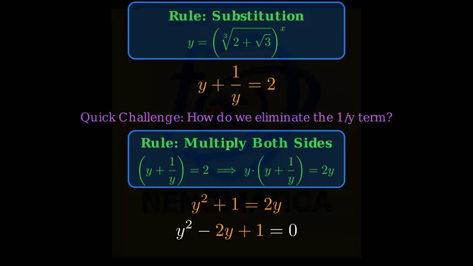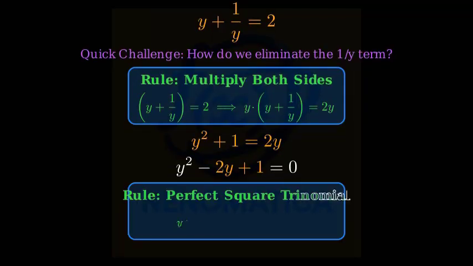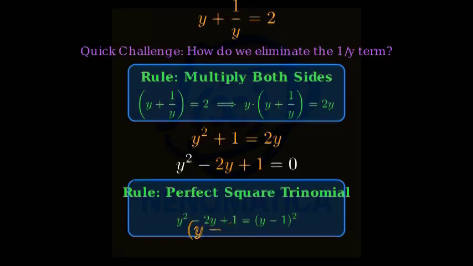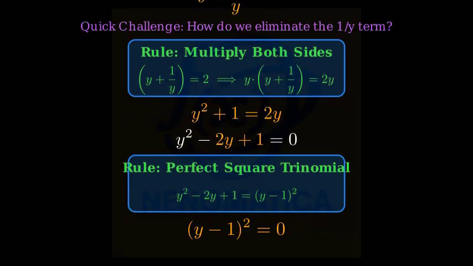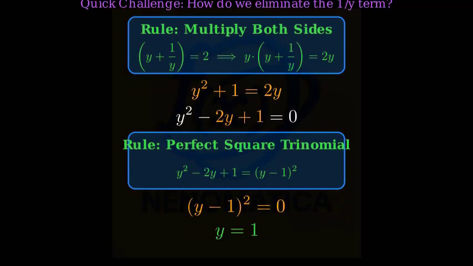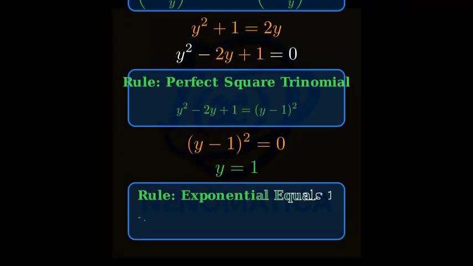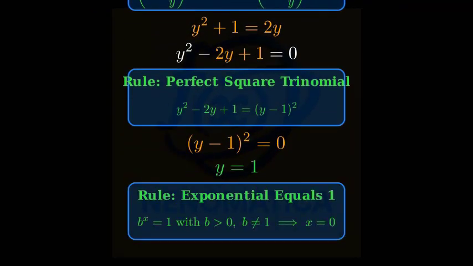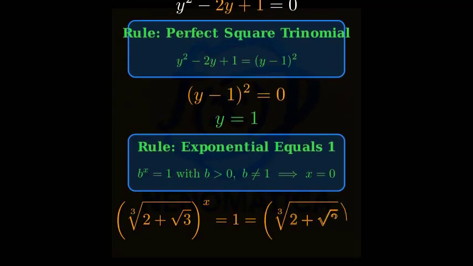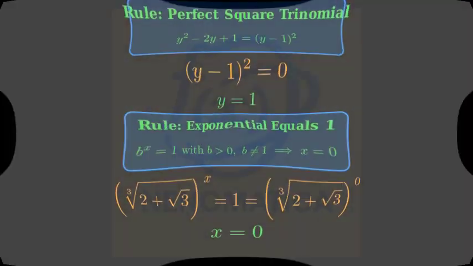Step 3. Recognize a perfect square. The expression y squared minus 2y plus 1 is the square of y minus 1. So we write left parenthesis, y minus 1 right parenthesis squared equals 0. Therefore, y equals 1. Step 4. Back substitute to find x. Recall that y equals the cube root of 2 plus square root 3 to the power x. If a positive base not equal to 1 raised to x equals 1, then x must be 0. We set the expression equal to 1 and conclude x equals 0.